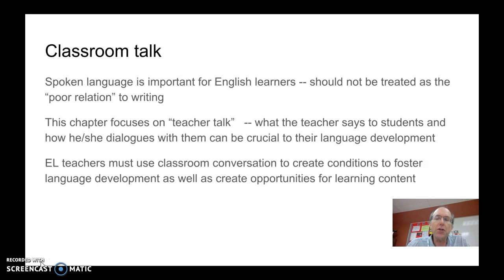This chapter focuses on quote-unquote teacher talk, what the teacher says to students and how he or she says it can be crucial. So they have the opportunity to create conversation with their students that fosters both language development as well as learning content.